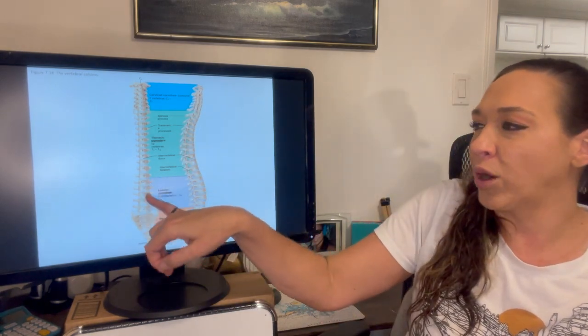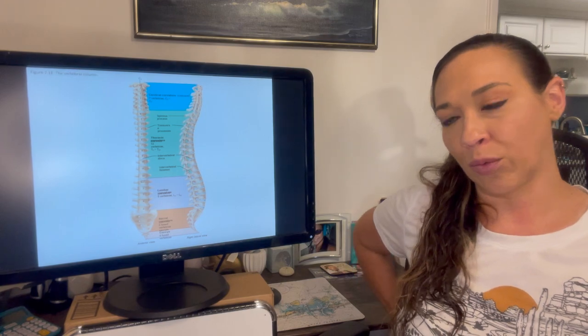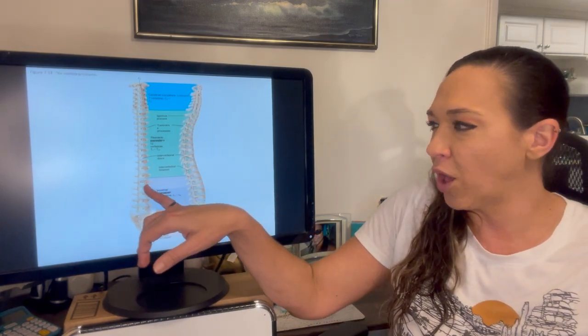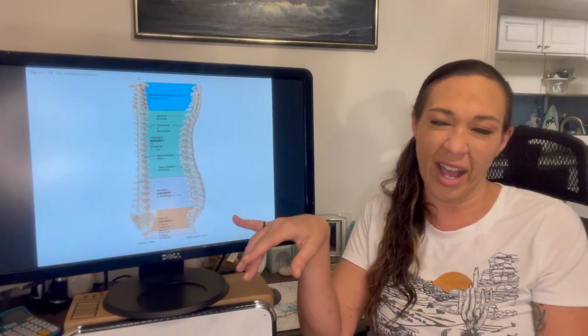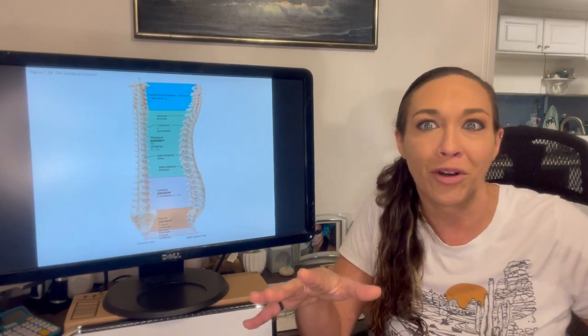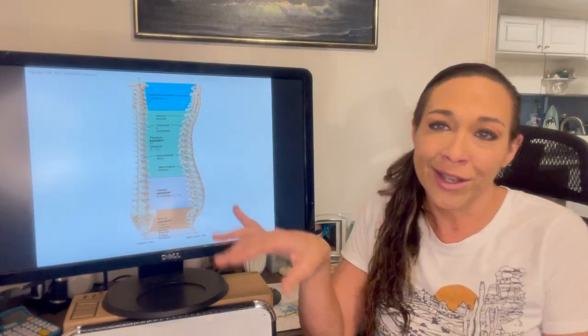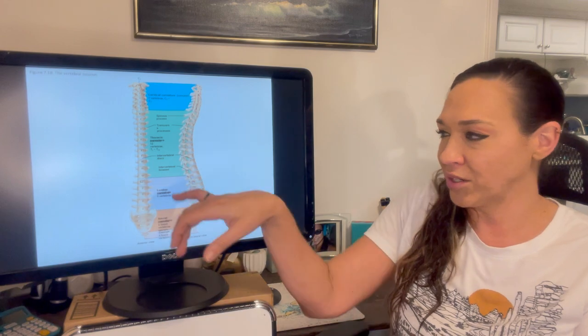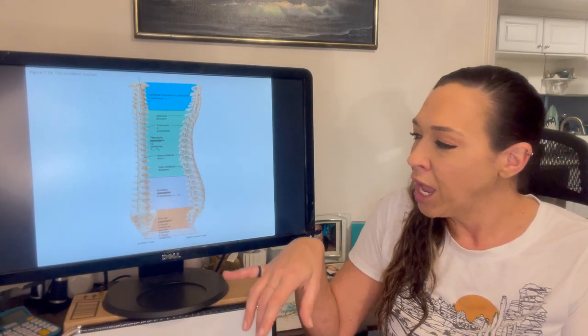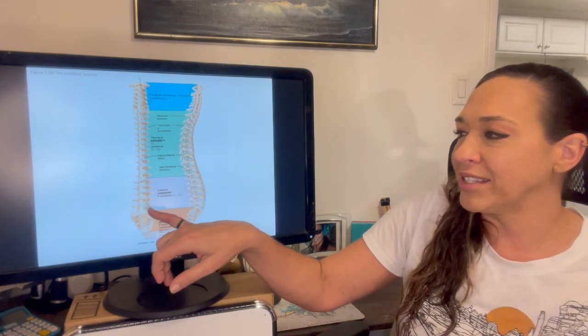We've got our lumbar region right here. That's our lower back region, right? That's going to be L1 through L5. This is where a lot of people are like, oh, my lumbar, I have a herniated disc. This is where a lot of that lower back problem starts, right here in the lumbar region. And then at the very bottom, you've got your sacrum, right?